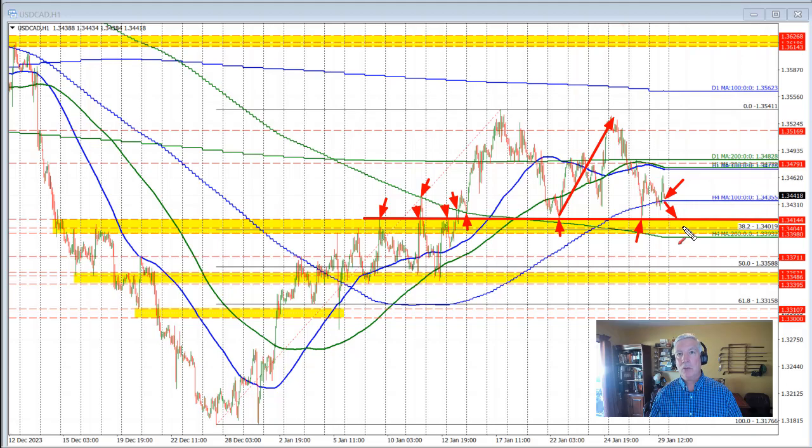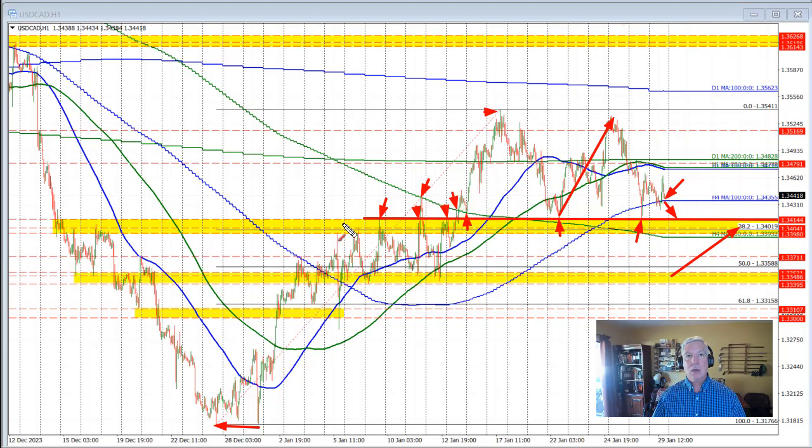Now, if we do get below the 134.14, there's other levels down below that level that are of interest. One is a 38.2% retracement. That's of the move up from this low right here, that's a December low to this January high. That level comes in at 134.01.